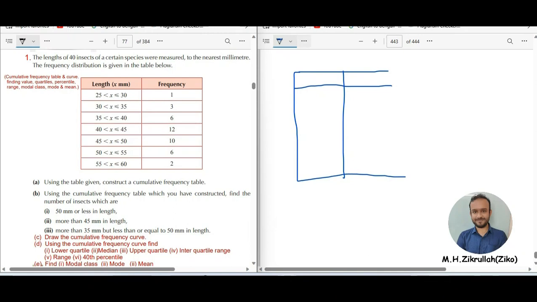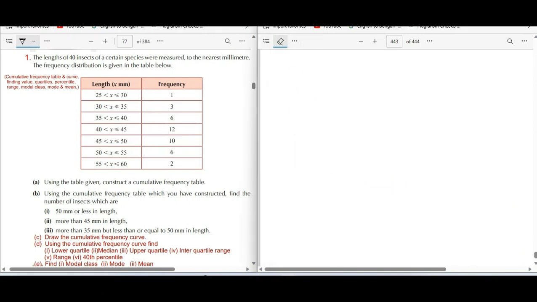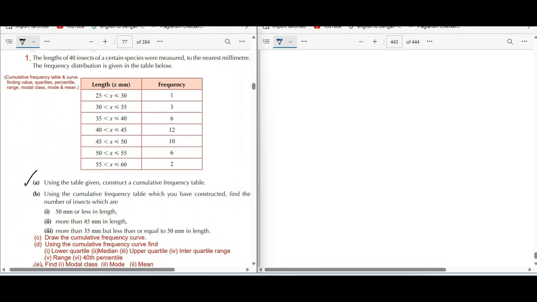In this video, I'm going to explain a math of statistics, and we're going to cover these few topics: cumulative frequency table, cumulative frequency curve, finding value of specific range, quartiles, percentile, range, normal range and interquartile range as well, modal class, mode and mean. Now in part A, using the table given, construct a cumulative frequency table.